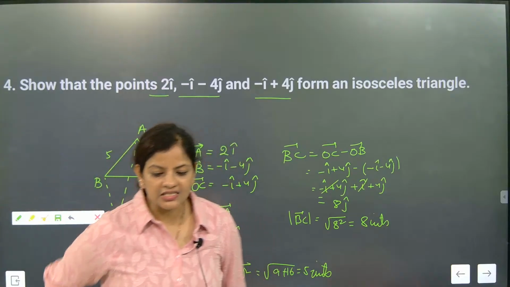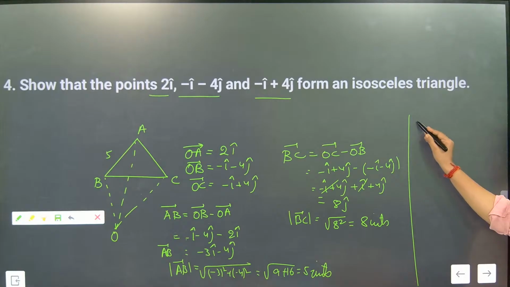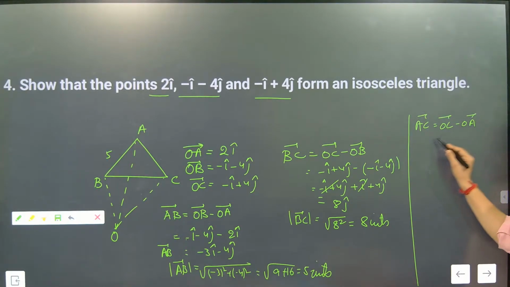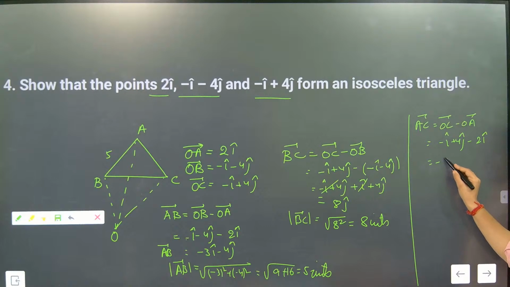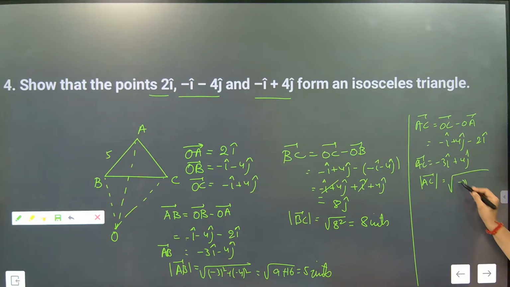Now last we have to find AC. Understood? So for AC, what are we going to write, beta? AC vector will be equal to OC minus OA. What is OC, beta? Minus i plus 4j minus 2i. So it is coming minus 3i plus 4j. That is exactly AC vector. What is the magnitude of AC vector? Root of minus 3 square plus 4 square. It is coming as 9 plus 16, root 25. It is coming as 5.